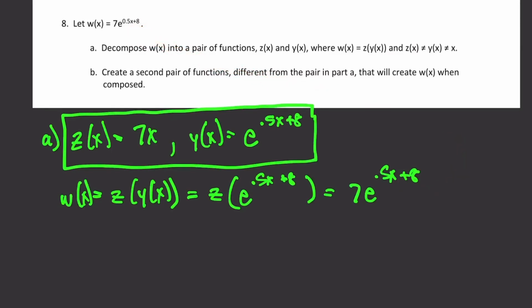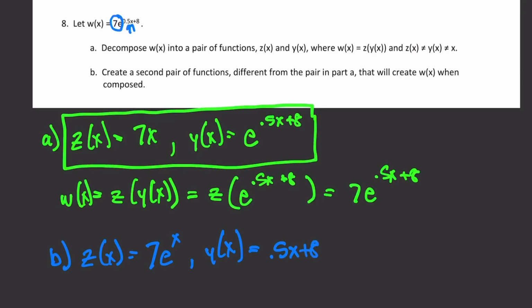All right, well, the second step, it wants us to do it again. Just pick two different ones. So maybe in this case, I'm going to look at these two, and I'm going to say, oh, maybe I group this and that. So maybe for my z of x here, I'm going to take 7e to the x. All right, so then I think y of x has got to do what? Well, y of x has to incorporate this. So y of x is going to be 0.5x plus 8.